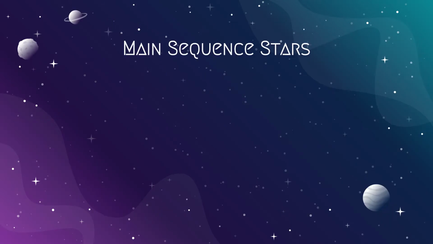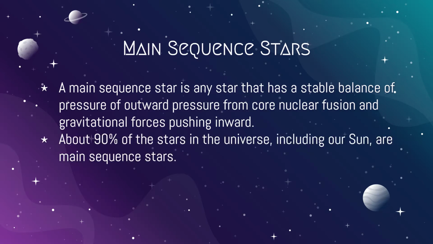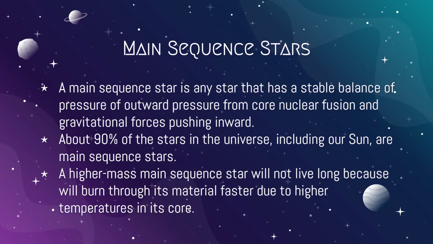The next thing we are going to talk about is main sequence stars. A main sequence star is any star that has a stable balance of outward pressure from core nuclear fusion and gravitational forces pushing inward. About 90% of the stars in the universe, including our sun, are main sequence stars. A higher mass main sequence star will not live long because it will burn through its material faster due to higher temperatures in its core.